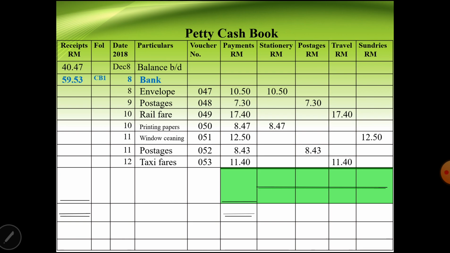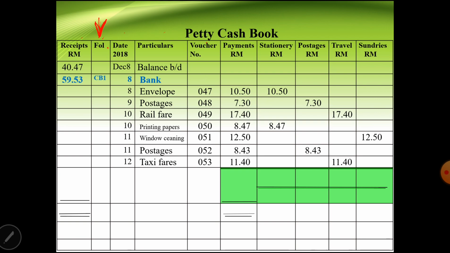Okay, let's look at the answers. This is a ready one. Okay, so you have the receipt column, you have the folio. This is the one that I did not put in my previous example. So bear in mind you have to prepare the column folio. Make it FOL for the short form. Okay, the date column, the particulars, the voucher number.